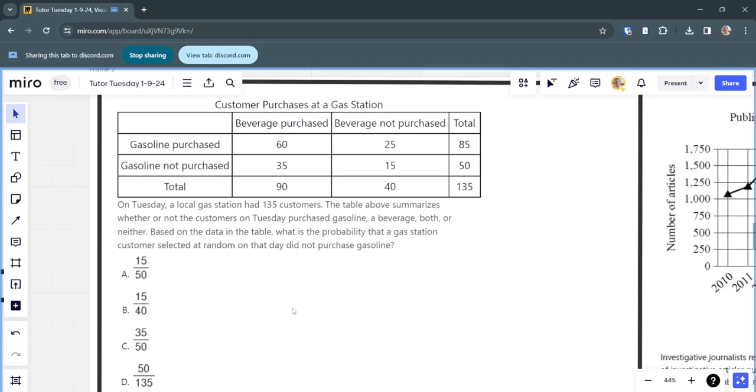So this one's saying a local gas station had 135 customers. The table above summarizes whether or not they purchased gasoline, a beverage, or both, or neither. Based on the data in the table, what is the probability that a gas station customer selected at random on that day did not purchase gasoline? It's kind of a lengthy conditional probability, but I think you guys should be able to do this.